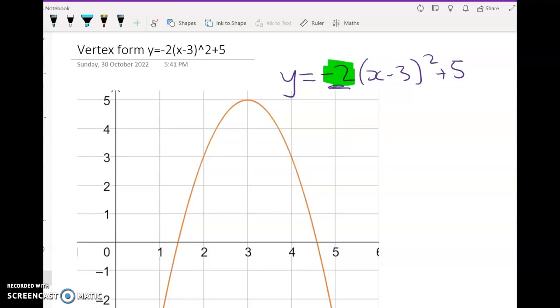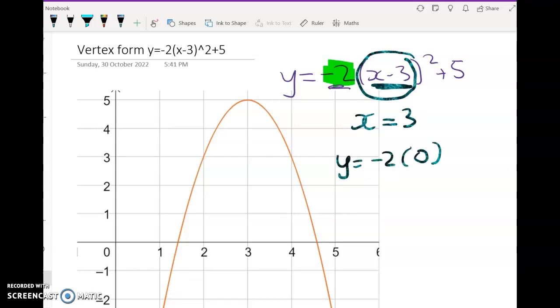Then the next bit of the equation is telling me where is the x value that's going to give me the vertex or the maximum point on the parabola. And you can see that in here, if I have x equals 3, this thing here will be 0. So the whole thing will be y is equal to -2 times 0 squared plus 5.